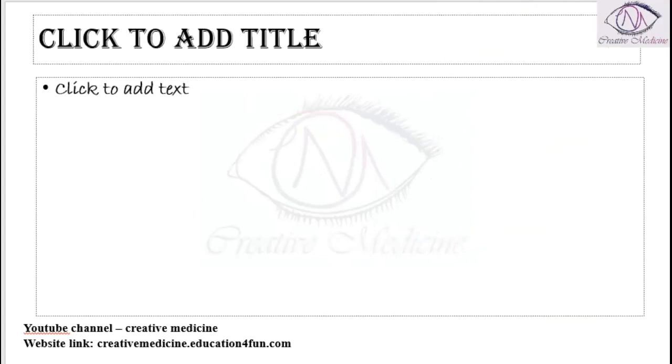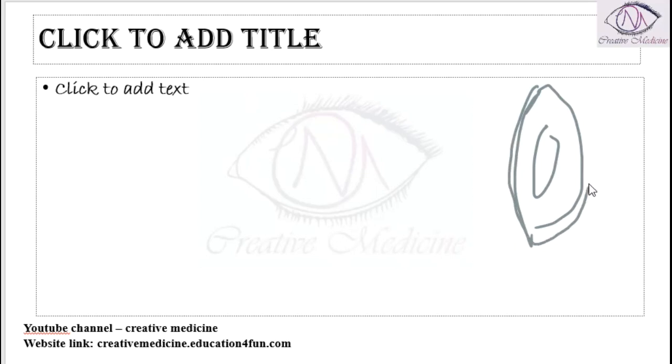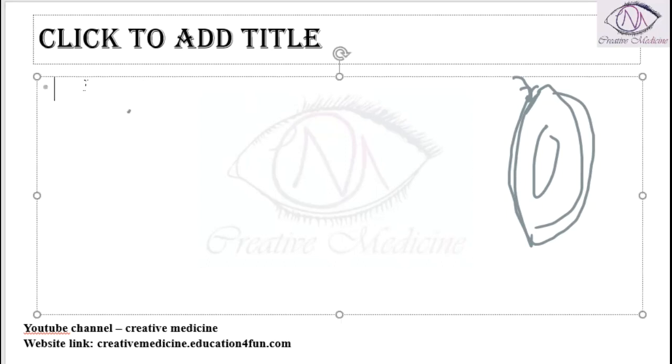Now, if this is the lens, you will cleave between the cortex and the capsule. This is the cortex, this is the nucleus, and you have a capsule here. Between the cortex and capsule you will inject water-like substances, which is called hydrodissection. You will separate the cortex and the capsule.